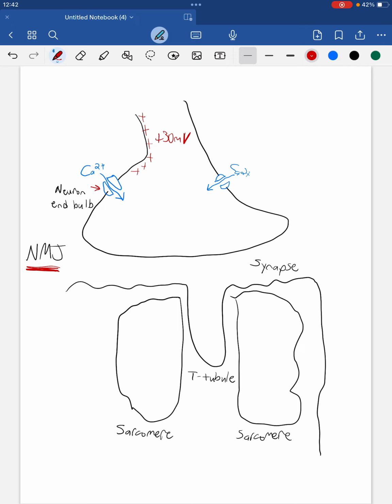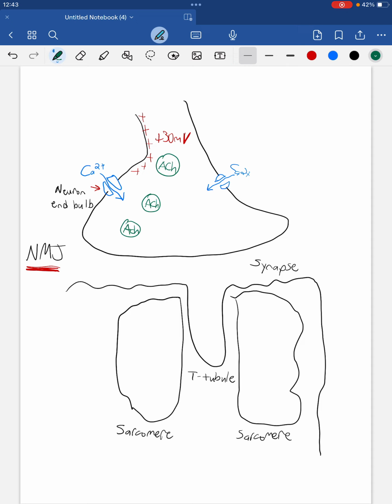Now what calcium does, let's back up a little bit. We have a neurotransmitter known as acetylcholine, and it's found within vesicles. So we have acetylcholine, ACh, in our vesicles here at the end bulb of our neuron.